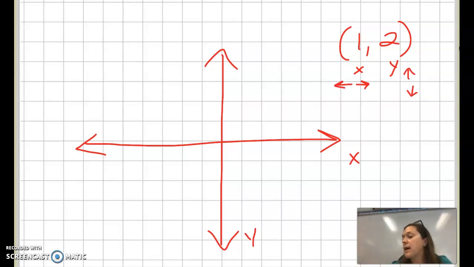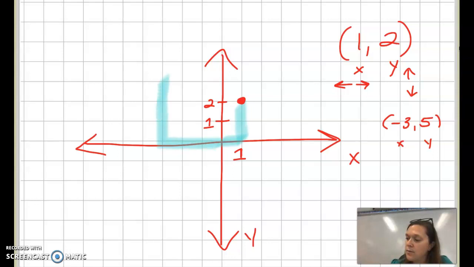Because I'm going to the positive 1 direction on my x-axis, I'm going over 1 unit to the right. Because I'm going up 2, I'm going to go up 2. So going over 1, up 2 will put me right here. If I had to plot the point (-3, 5), remember this is your x, this is your y, then I would go to the left 3, so 1, 2, 3, up 1, 2, 3, 4, 5 would put you all the way up here. Okay?